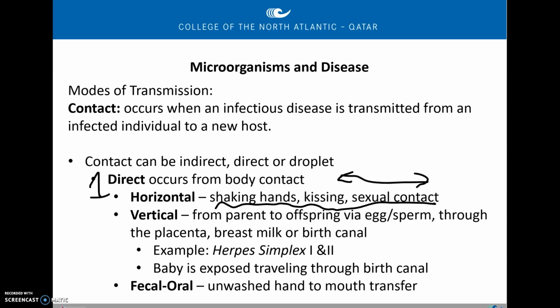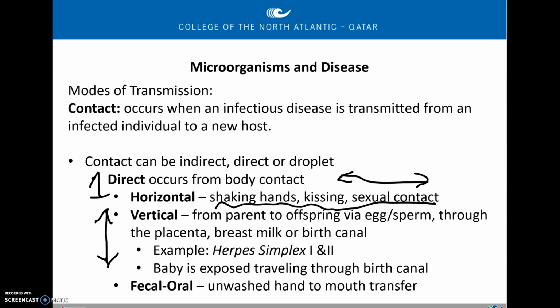Similar to that, we have vertical transmission. Vertical transmission is when we pass a pathogen from a parent to an offspring, either through the egg or the sperm, or through the placenta, through breast milk, or through the birth canal. So vertical transmission goes from a parent down to an offspring. Examples of this could be herpes simplex virus 1 and 2. These can be passed during birth. The baby is exposed to this virus as it's traveling through the birth canal. So this is an example of vertical transmission from the mother to the baby during birth.